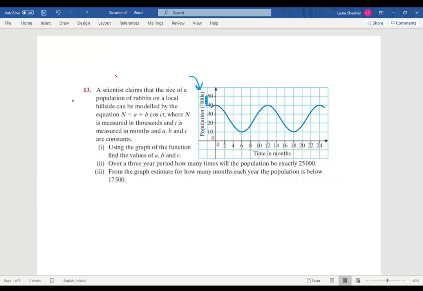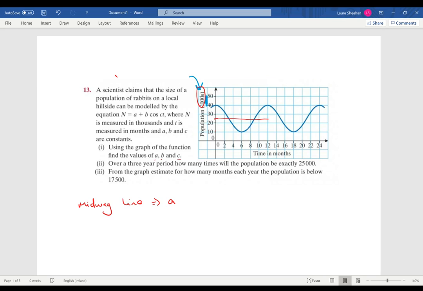So n is measured in thousands and t is measured in months, and a, b, and c are constants. Using the graph of the function, find the values a, b, and c. For starters, there's a couple of things you need to look at here. I need to look at the midway line, because straight away that's going to give me a. The midway line here, from 40 to 10 is 30, so 15 either side.